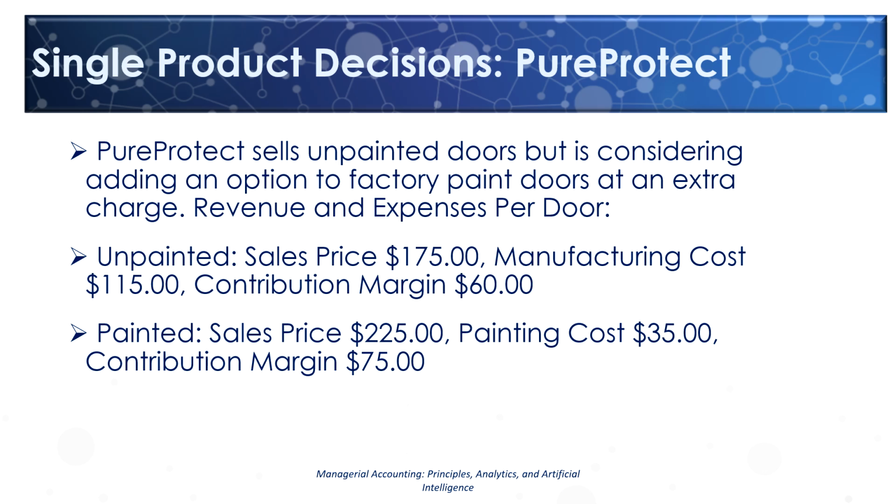Let's look at a single product example. PureProtect sells unpainted doors but is considering adding painted doors as an option. Painted doors sell for a higher price, but painting adds extra cost. We compare the incremental revenue from painting to the incremental painting cost. If the contribution margin increases, then painting should be offered.